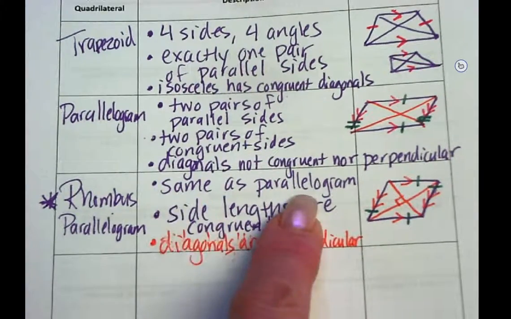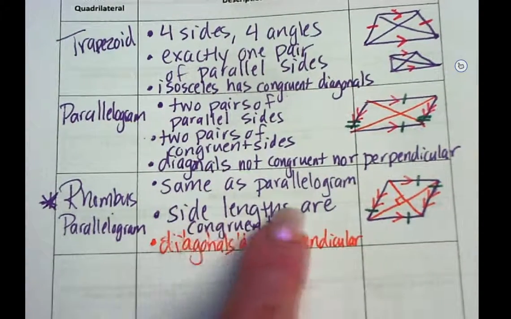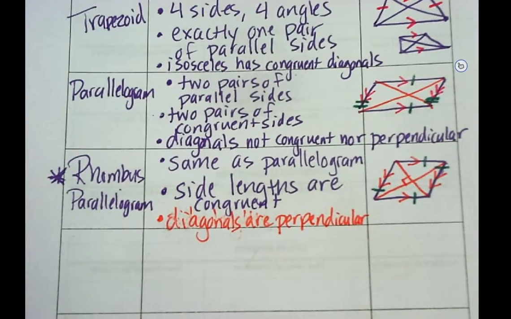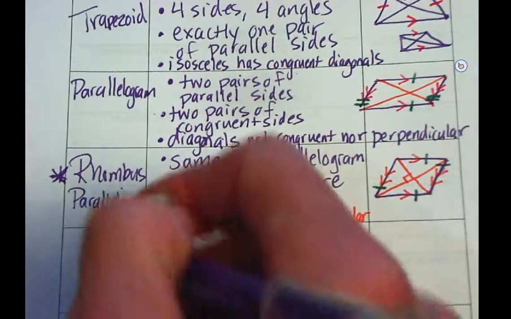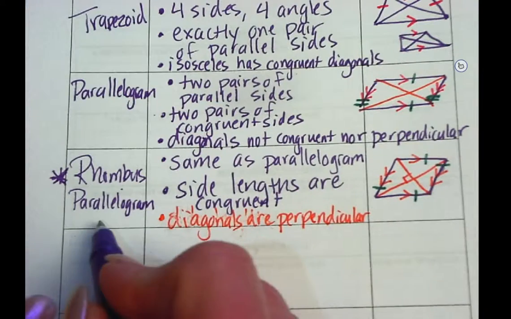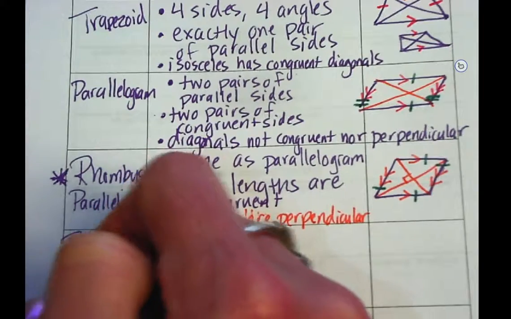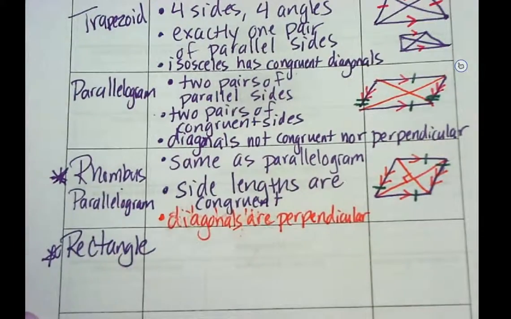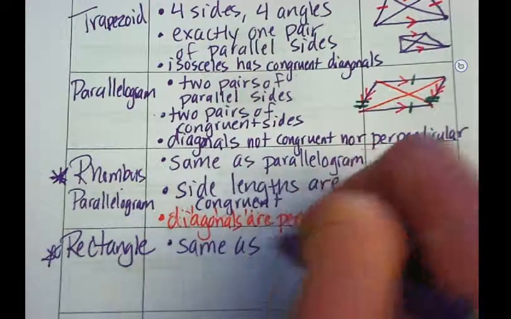It has the same as the parallelogram in that it has two pairs of parallel sides, two pairs of congruent sides, but their side lengths are all congruent. So the next shape is also a parallelogram but is not a rhombus. This shape we're going to draw is a rectangle. A rectangle is also the same as a parallelogram.